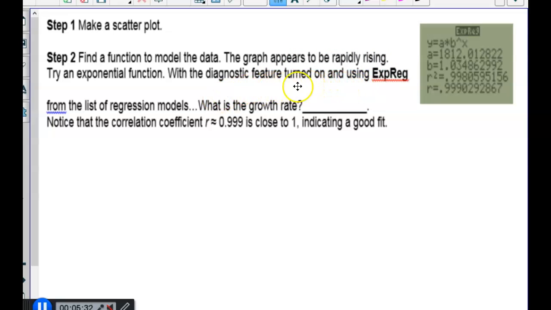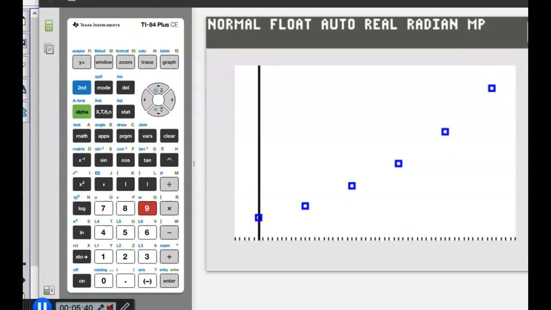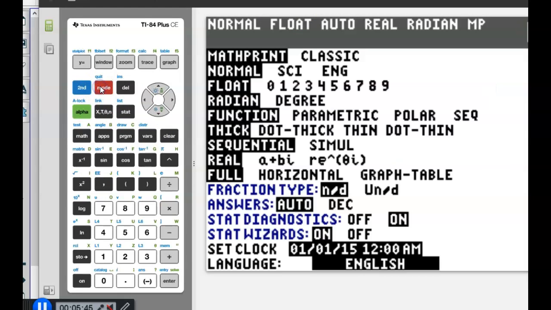So with the diagnostic feature turned on, do you remember how to do that? If you have an old calculator, you have to go second 0 and trace all the way down until you see diagnostics on. If you have a newer calculator, you just have to go to mode and make sure down here it says stat diagnostics on. Does everybody have that turned on? It's mode. And then down here, it's stat diagnostics on. You may need to go down and turn it on if it's not. Everybody good?